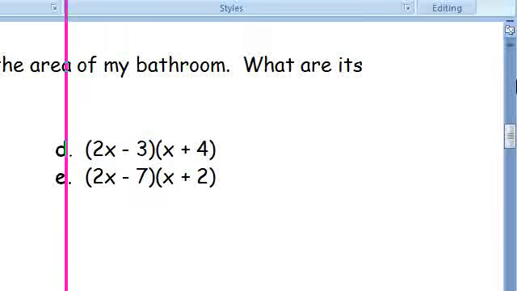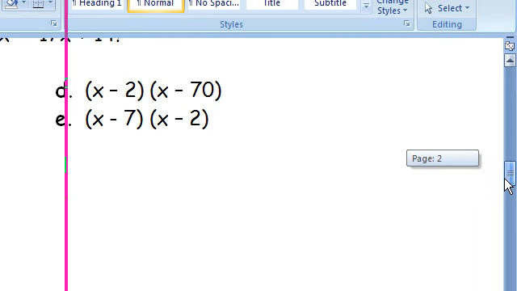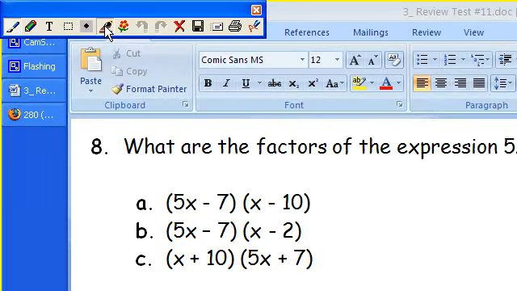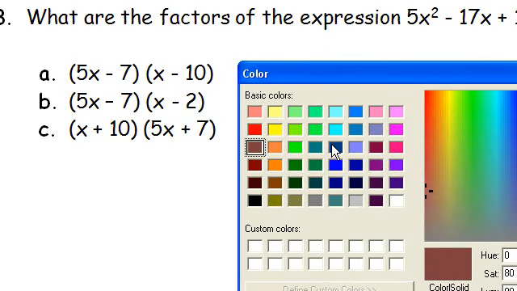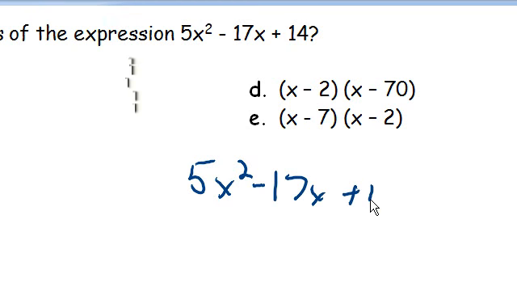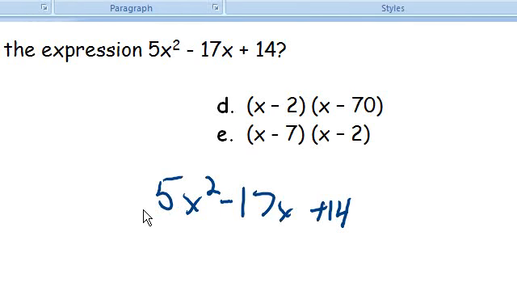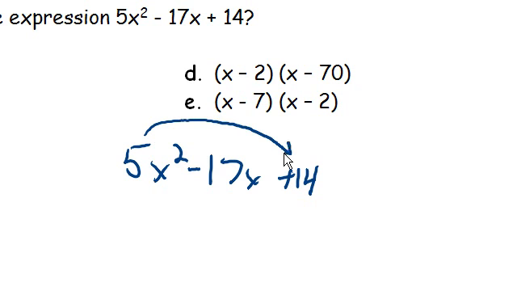Oh, these are fun. I like these. Okay, let's go down to number 8. There we go. What are the factors of the expression? Okay, let's see here. Let's do this one. 5x squared minus 17x plus 14. Okay, so what we'll do is we'll start off how we normally do.